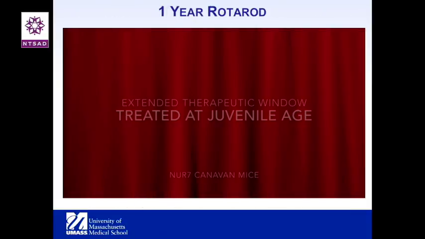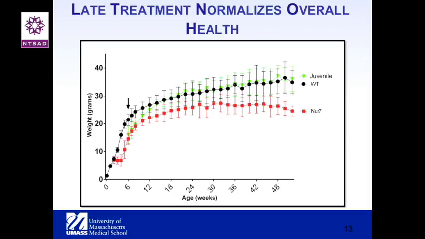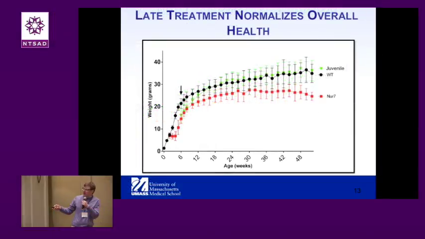And you see wild-type mice here in black. The red curve is untreated. And then we are starting here. You see the untreated mice still have a lower weight, and after treatment they slowly catch up and equal wild-type mice. So even at a juvenile age, at least in the mouse model, they still recovered.